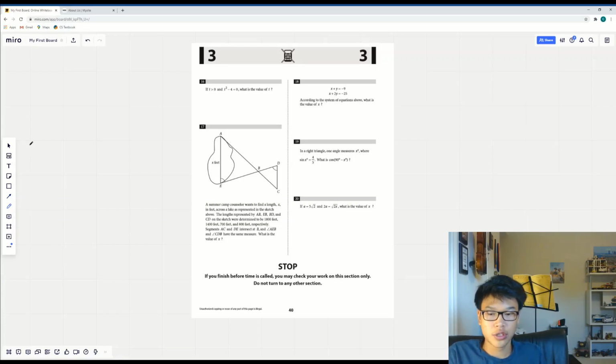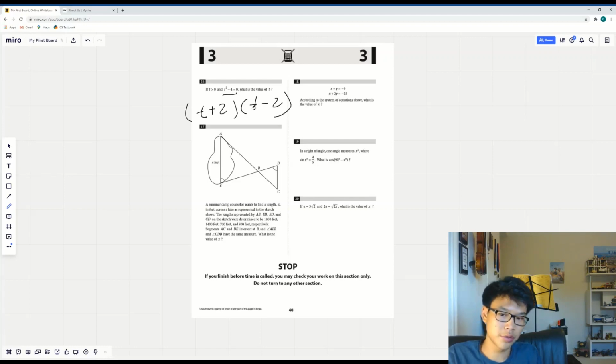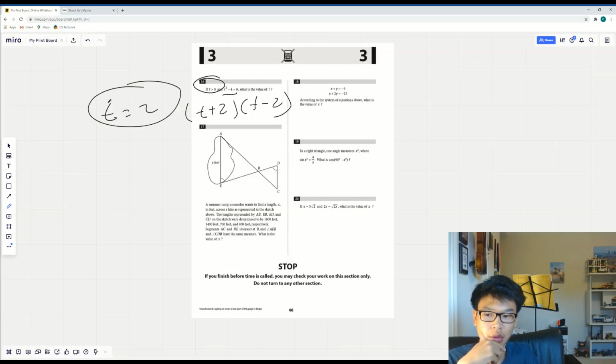Value of t when t is greater than 0. So we have a difference of squares. You guys should have the difference of squares memorized. t plus 2, t minus 2. So that's going to be t equals 2 and negative 2. We'll want t is greater than 0, so t equals 2.